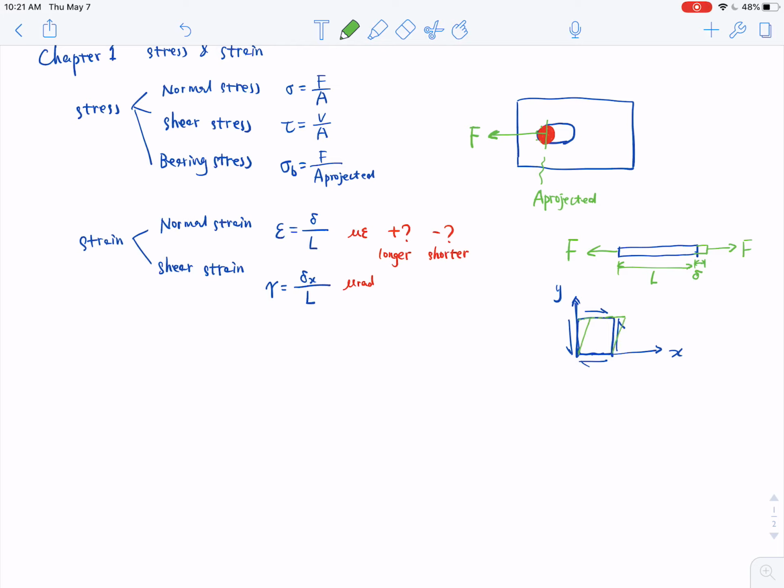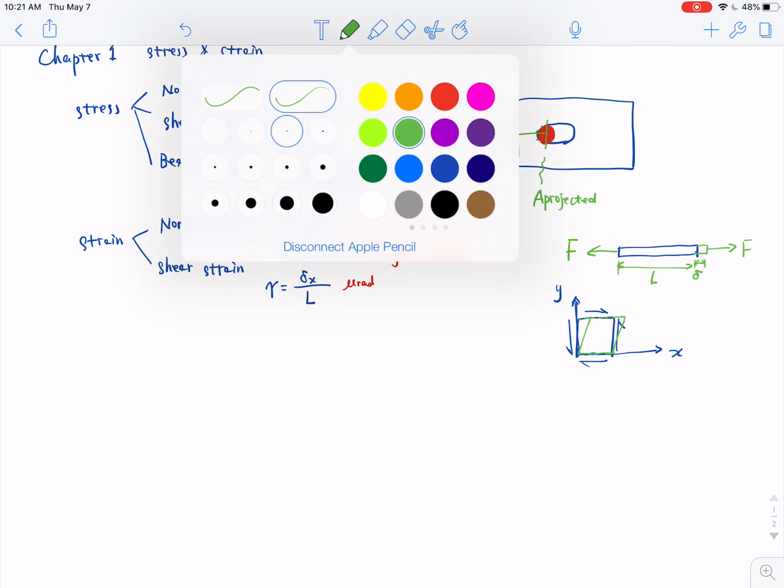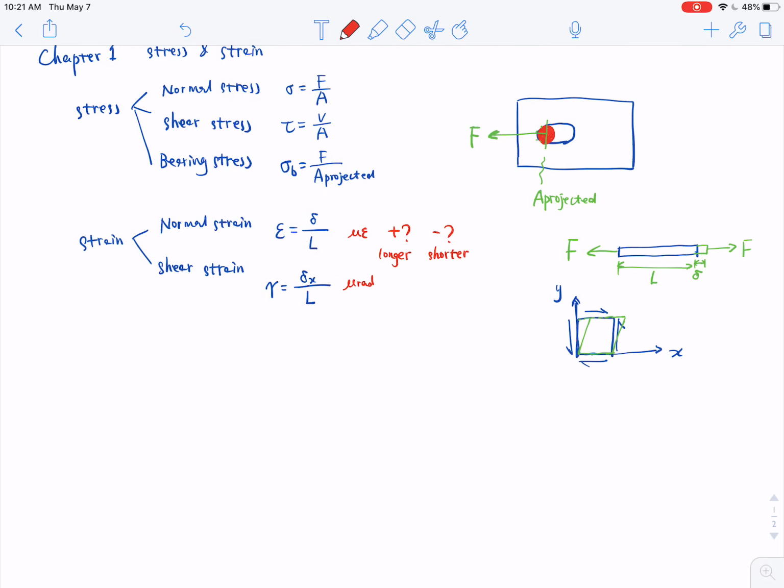Deform to this. After the deformation, you get here. This is the gamma. This angle is the gamma. So the original.